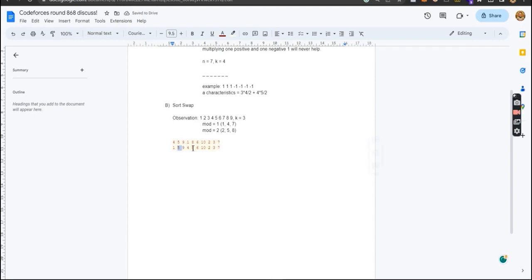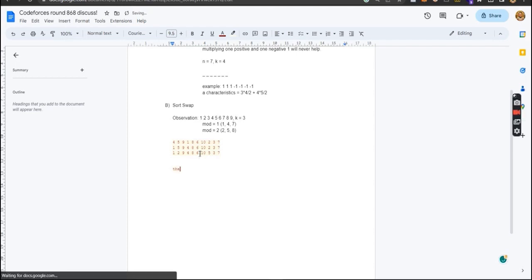Now we are at the second position, and you want 2 here. The position of 2 is 1, 2, 3, 4, 5, 6, 7, 8, so 8, and the position of 5 is 2. So 2 mod 3 is 2, and 8 mod 3 is also 2. So you can swap 5 and 2 also. The array will look something like this: 9, 4, 8, 6, 10, 5, 3, 7.